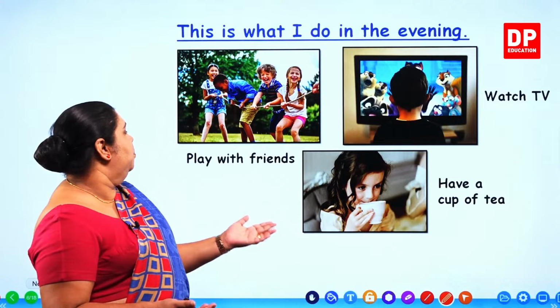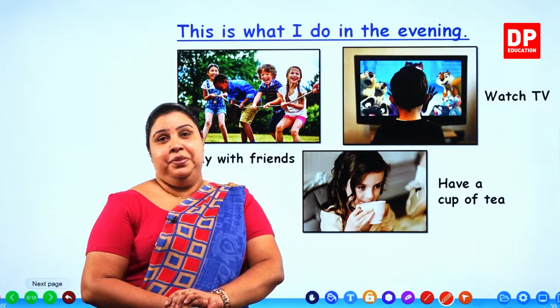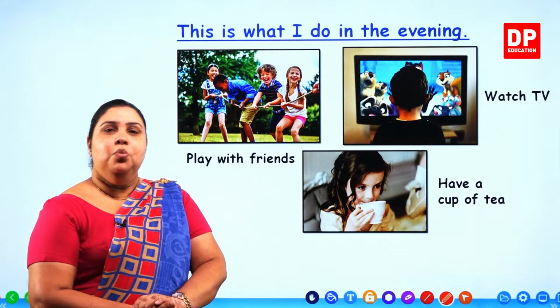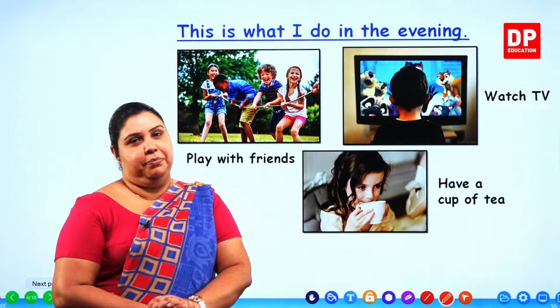We love to go and play with our friends. Now during the play time, what are the good practices that we can practice?